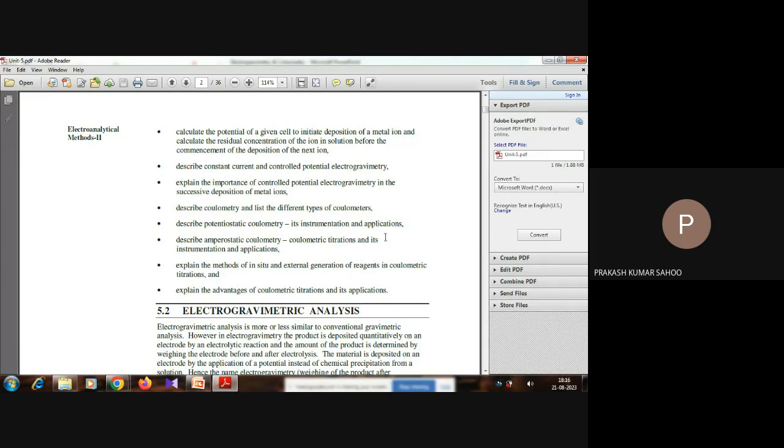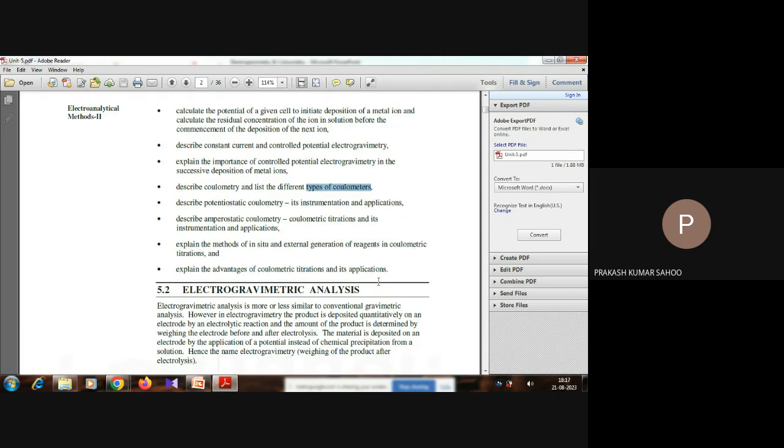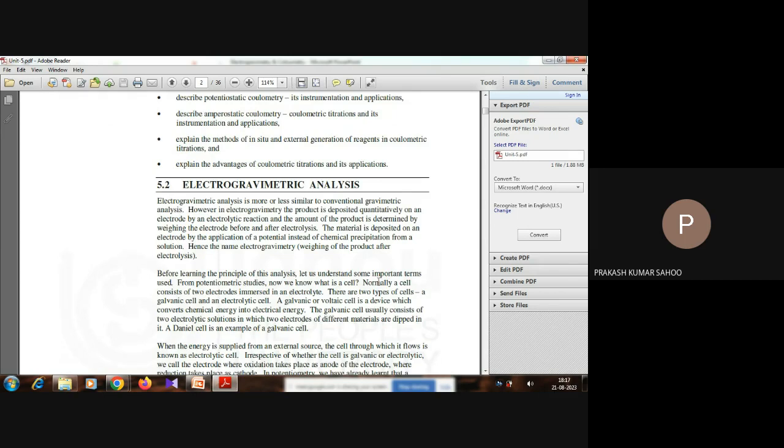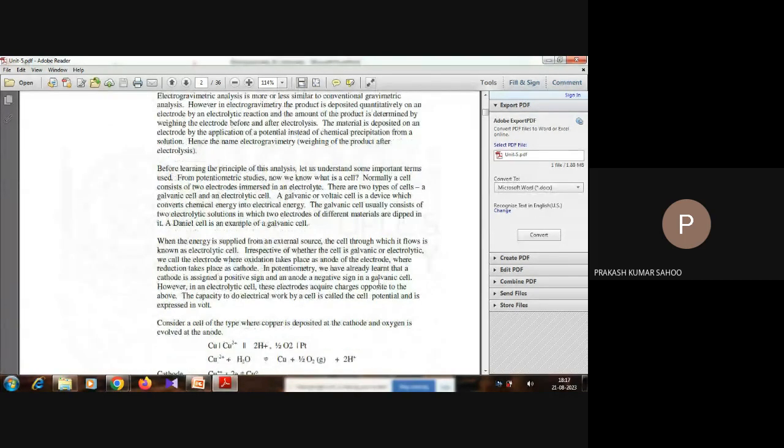Describe coulometry and list the different types of coulometers. We will have the different types of coulometers in this PDF. Then describe potentiostatic coulometry and its instrumentation. Describe amperostatic coulometry. Explain the method of in situ and external generation of reagent in coulometric titration. Explain the advantages.